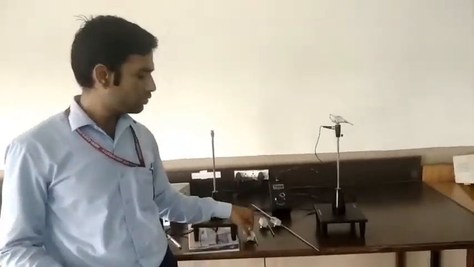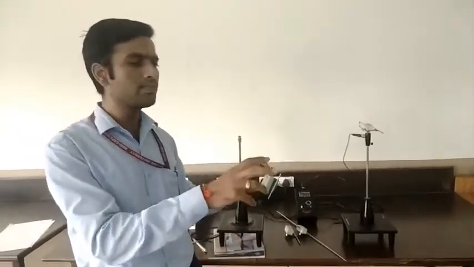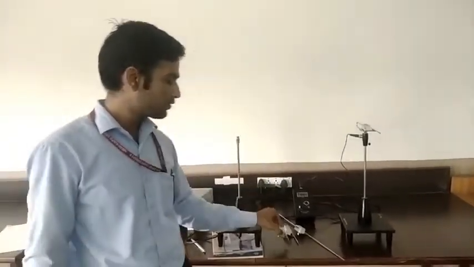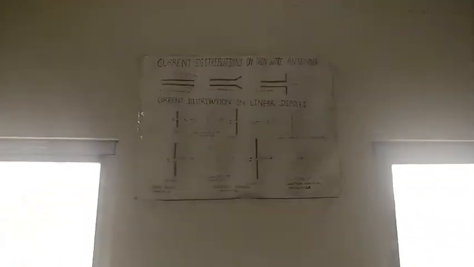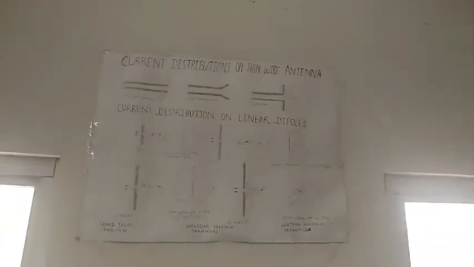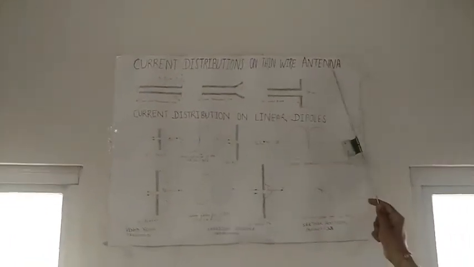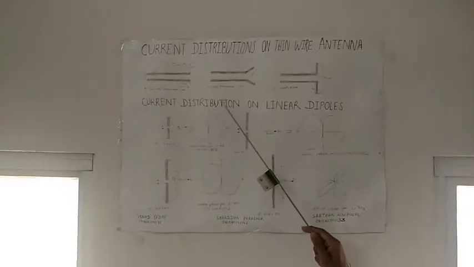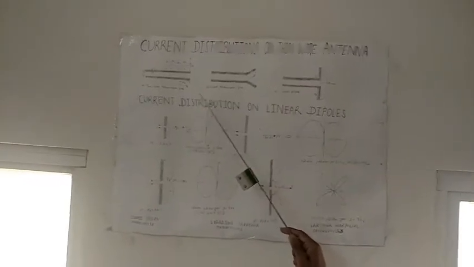As you increase the length of the antenna, what will be the effect on directivity and gain of the antenna? Here is one chart through which you can understand the current distribution on the surface of the wire. As you can see here, this is the current distribution on a thin wire antenna, because for any radiation you need accelerating and decelerating charges, which therefore produce current.